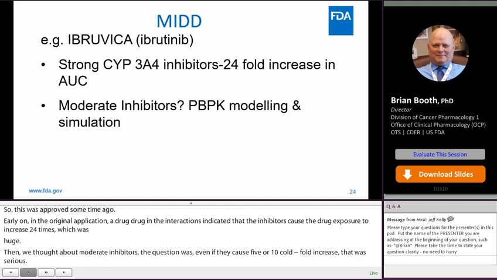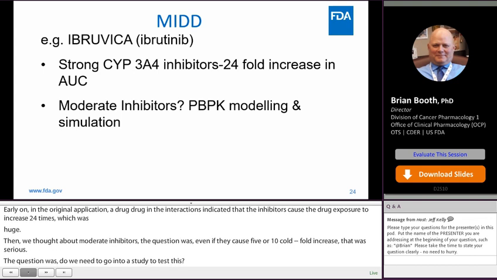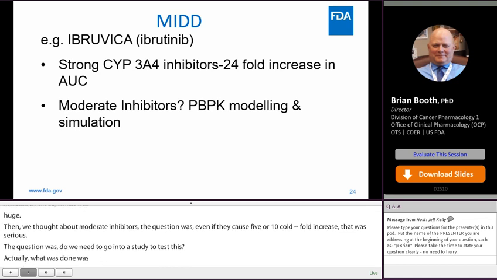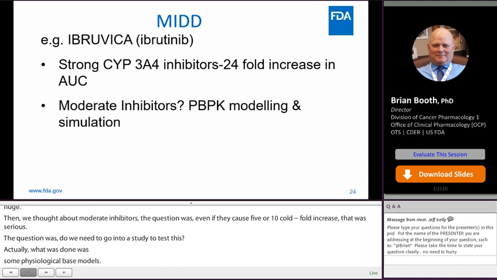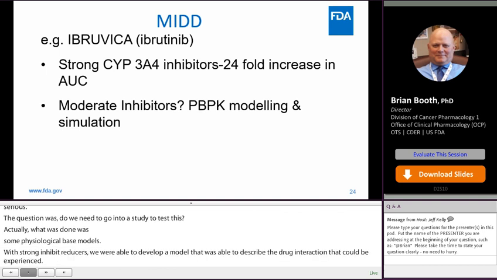Well, actually what was done was some physiologically based pharmacokinetic modeling. Using the information from the strong inhibitors and the strong inducers, the company was able to develop a model that was able to describe the drug interactions that could be experienced. And so we were able to pose the question about what would happen with moderate inhibitors. And based on the results of this modeling, we actually provided dosing instructions in the label for those kinds of situations without the need for going to in vivo studies.